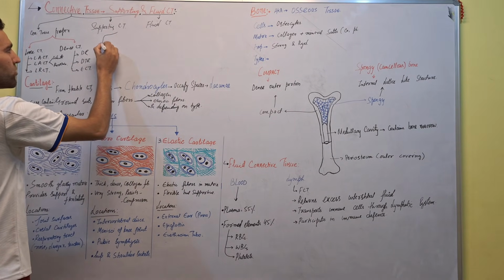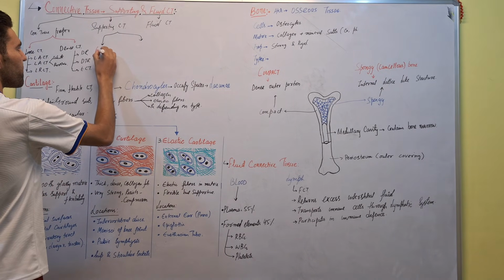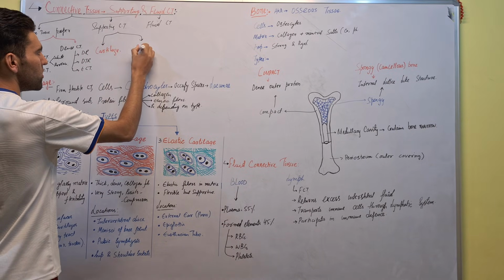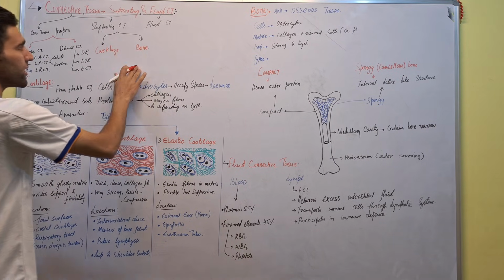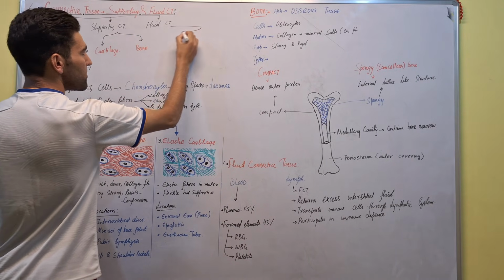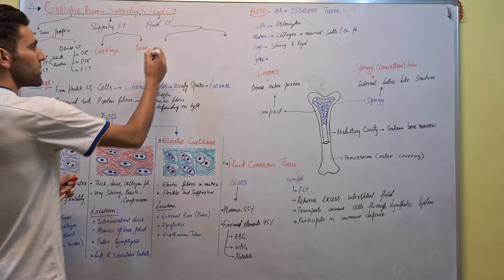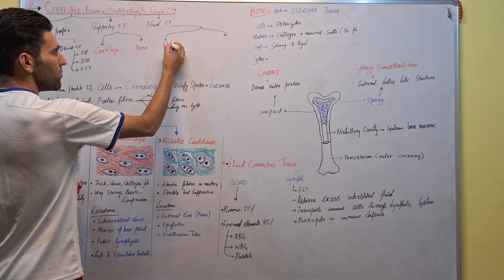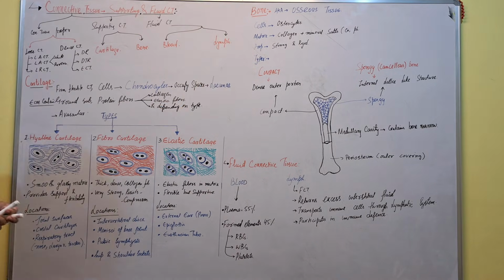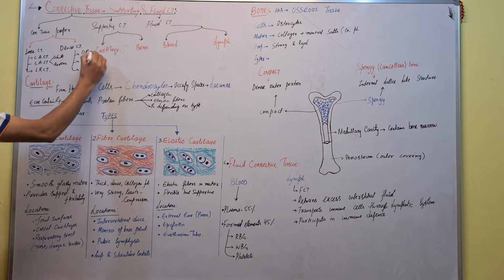In supporting connective tissue, we have two main types, that is cartilage and bone. In fluid connective tissue, we have further two types. First one is blood and then we have lymph. So we are going to discuss these one by one, starting from the cartilage.